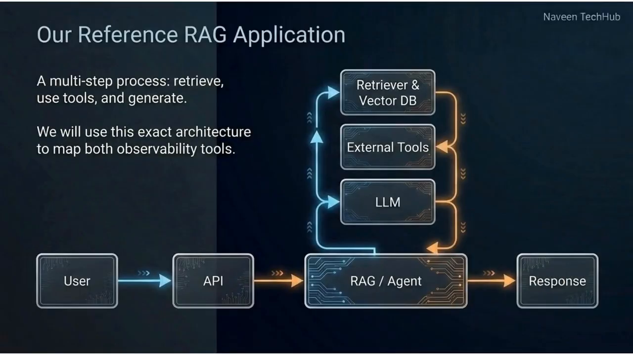To make the concepts easier, we'll use this simple RAG or agent application throughout the video. The user sends a request to our API. The request then enters the RAG or agent layer. From there, the application might retrieve information from a vector database, call external tools, interact with an LLM, and finally generate the response. Notice that this is no longer a single API call. It is a multi-step workflow. This architecture will be our reference example. As we move into Langfuse and LangSmith, we'll map their terminology to exactly this same application, so the concepts remain easy to compare.